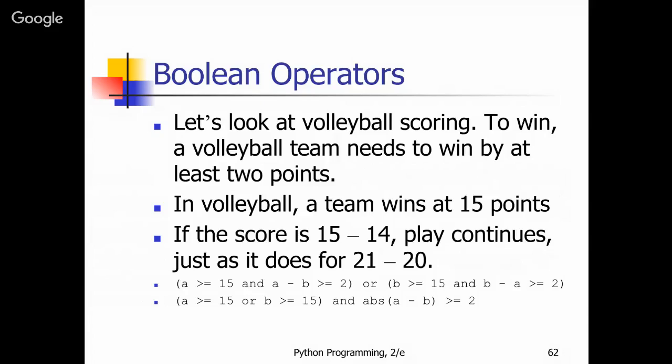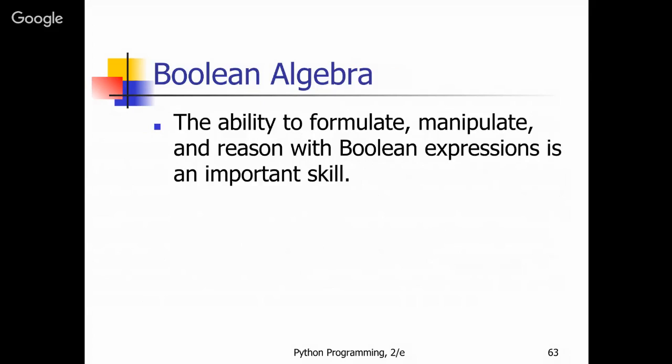Another way to do this, which is more elegant, would be to use the absolute function. And then you can say, if A is greater than 15 or B is greater than 15, and the absolute difference between A and B is greater than 0. So that's a more elegant way to do it, although the first way works fine as well. This is also a skill that you use in other languages, not just in Python.